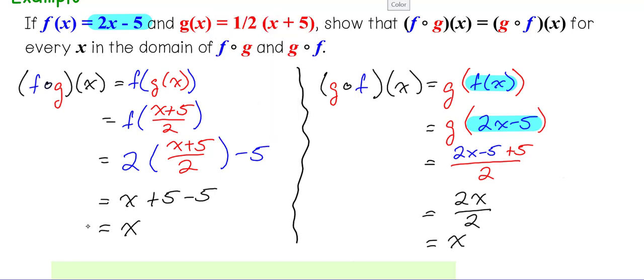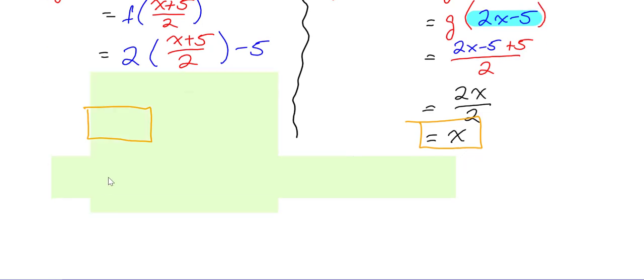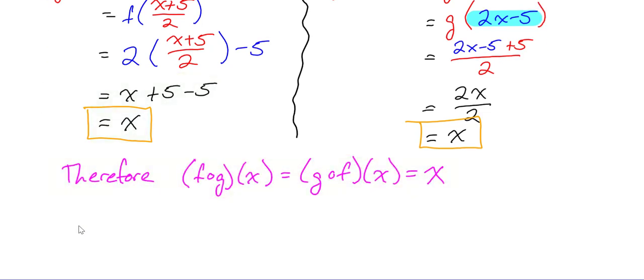And you will notice that f composed with g and g composed with f both equal x. So what that tells me is that, therefore, f composed with g of x equals g composed with f of x, and they all equal x, so they all equal the same thing.